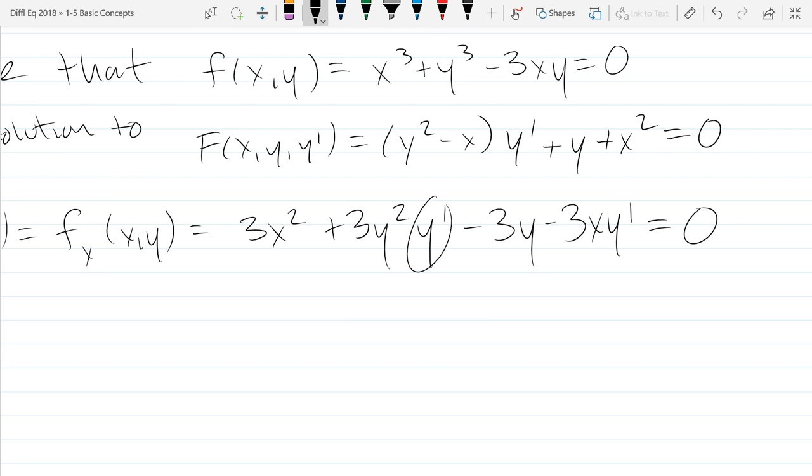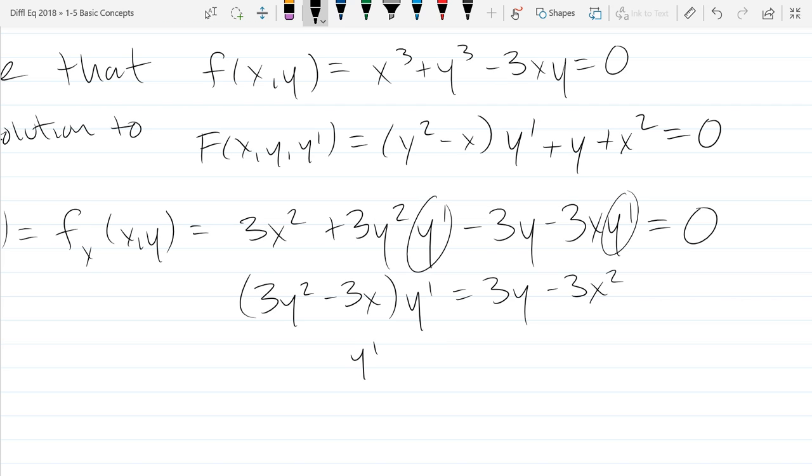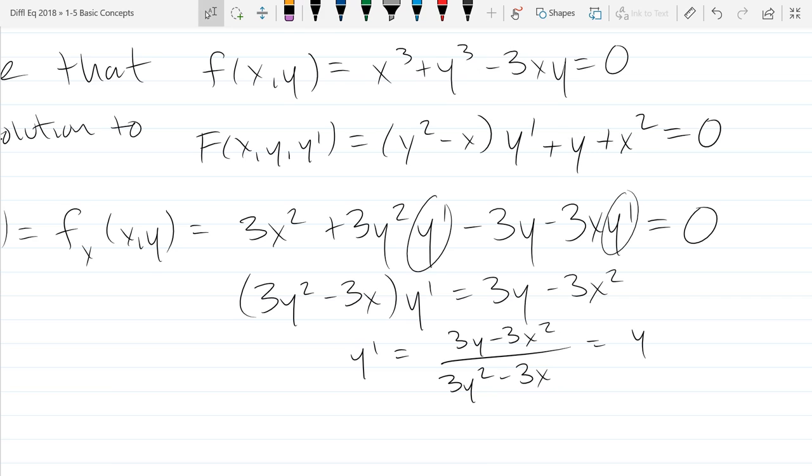So now what I need to do is figure out what y prime is. So I need to solve for the y primes in there twice. So we're going to subtract everything that's not y prime, and then factor out y prime and solve for it. And I could factor a 3 out of the numerator and denominator and cancel that. I think that's as good as it's going to get for y prime.